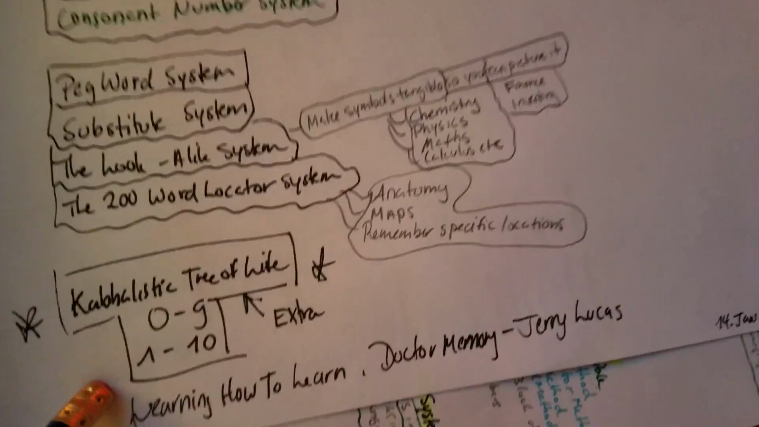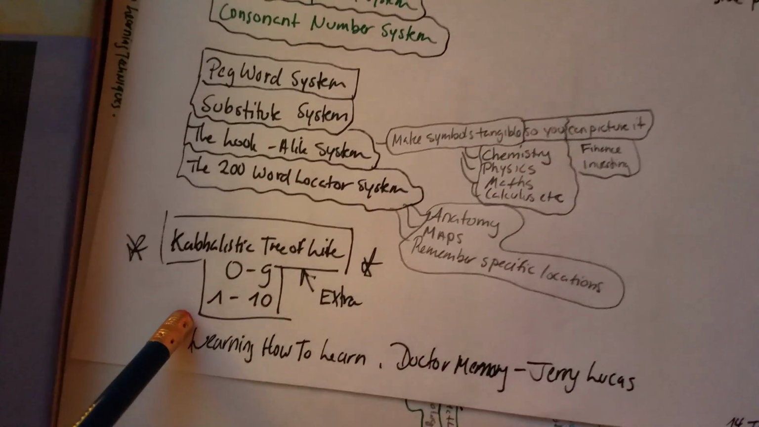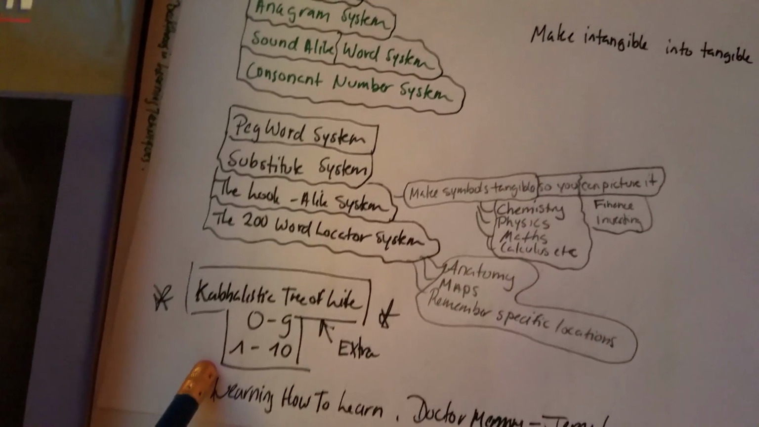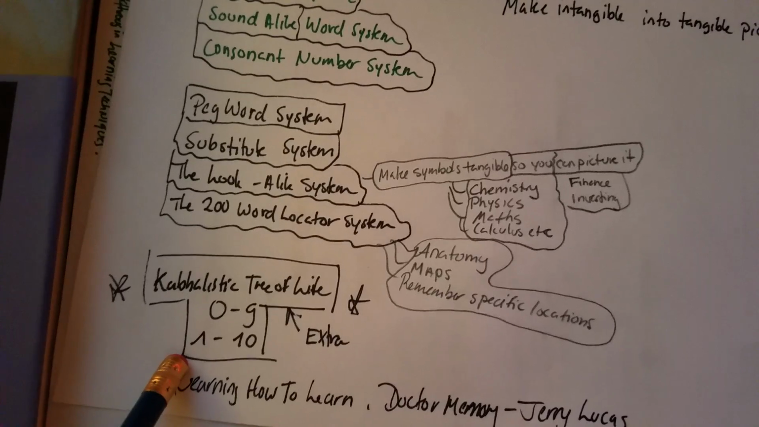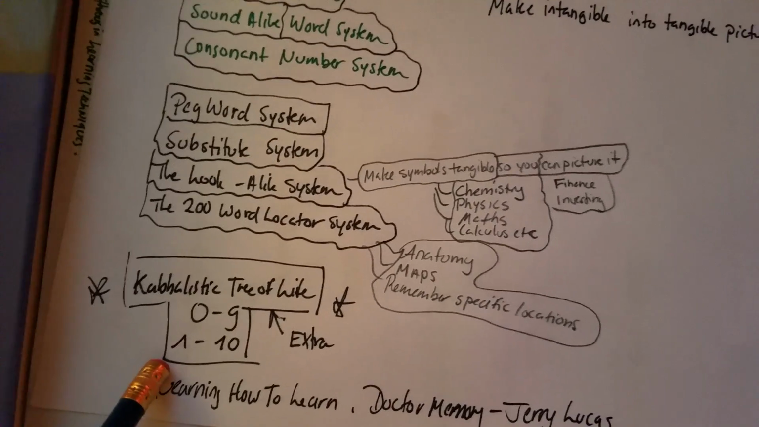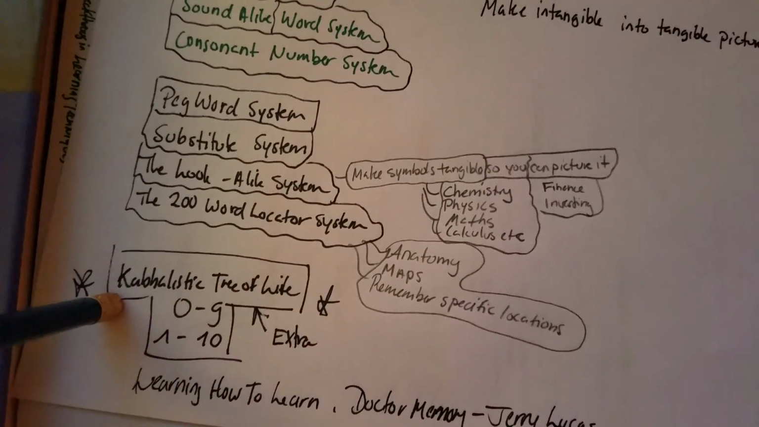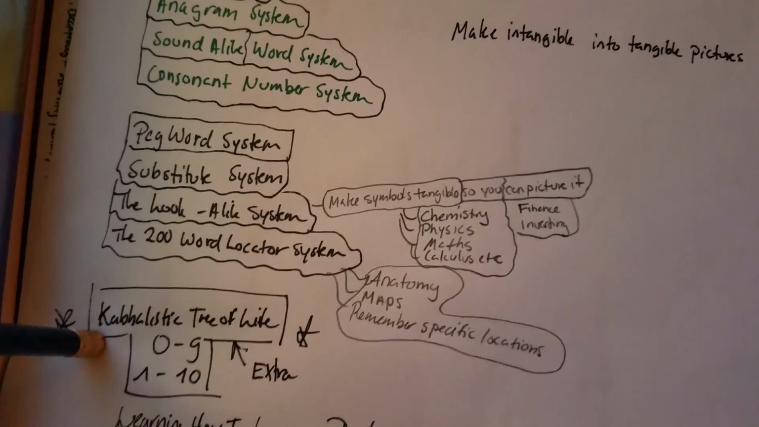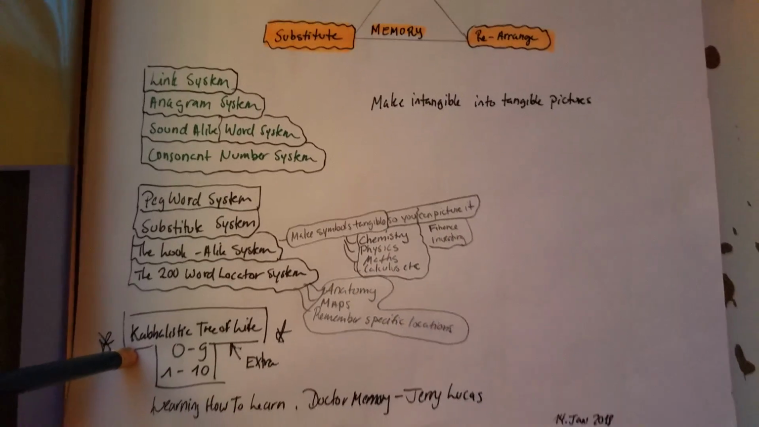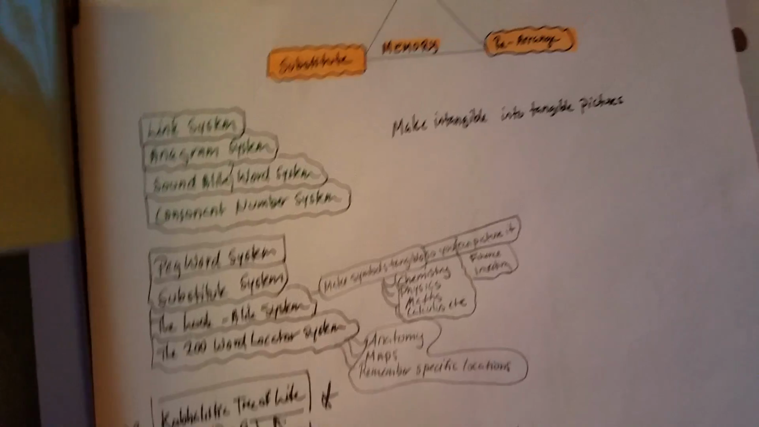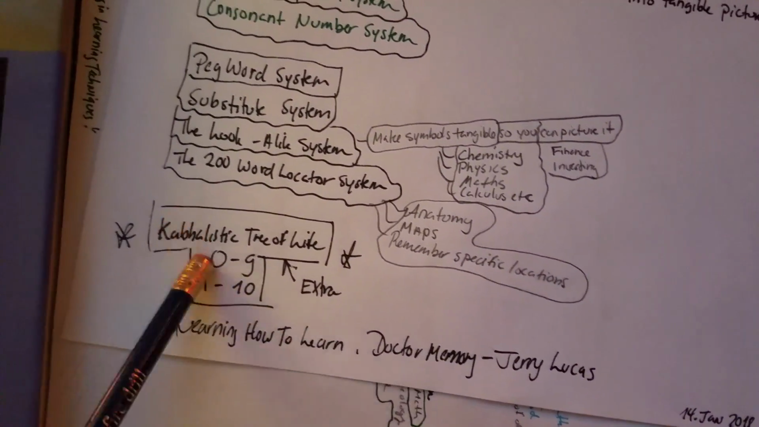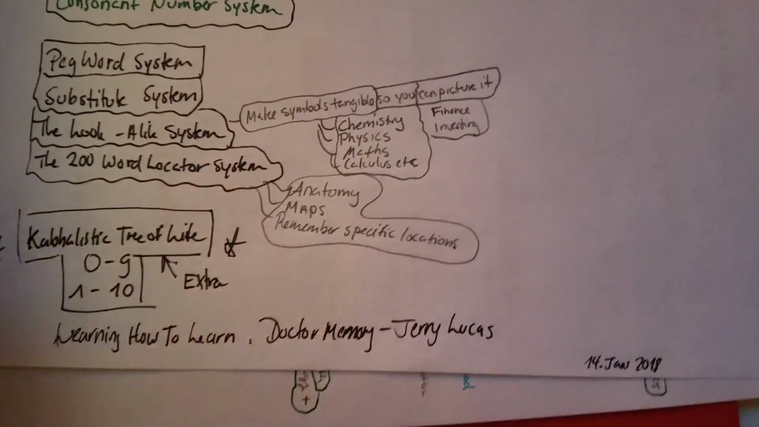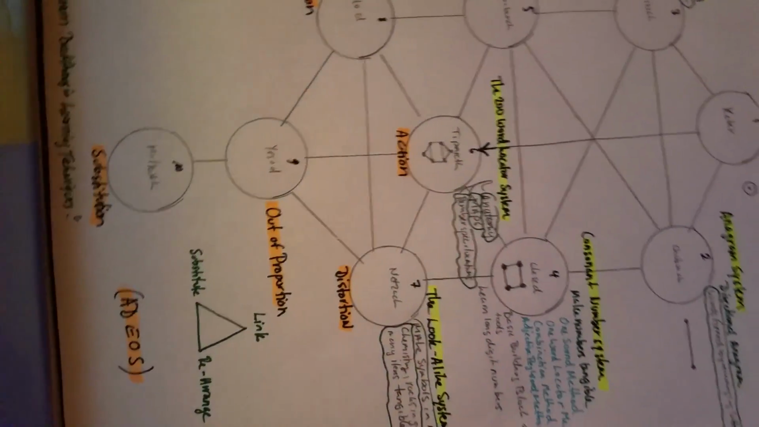And then down here, I have added the Kabbalistic tree of life, numbers 0 through 9 or 1 through 10. You can count them on both hands. That is a system that I use to help me memorize and remember and learn new things. And we're going to cover that right now. But this is from Learning How to Learn. Now, the Kabbalistic Tree of Life, I added that in there. This is not from him. He doesn't have that in this book. All right, so let's get right down to it.